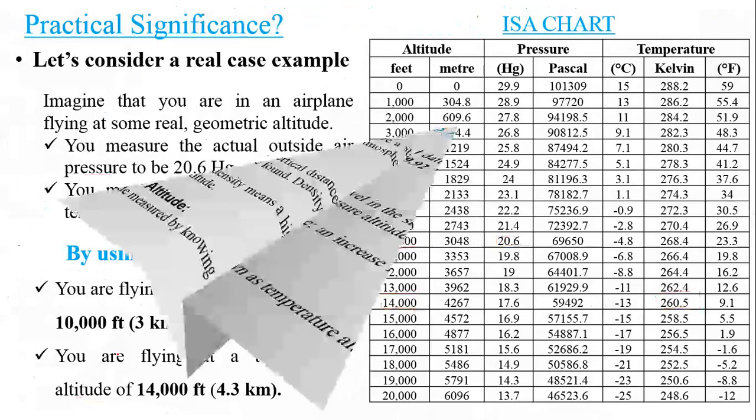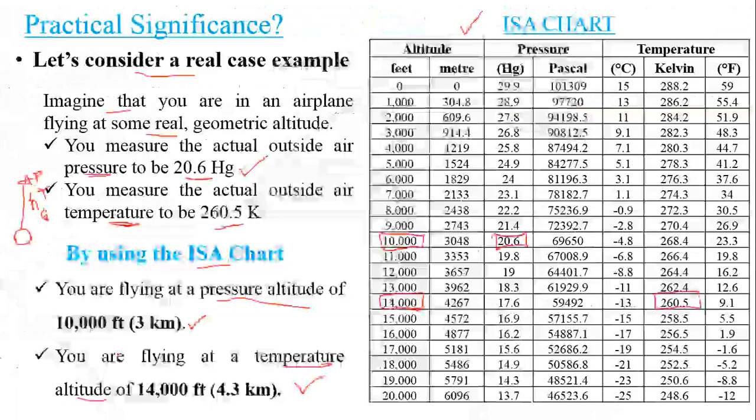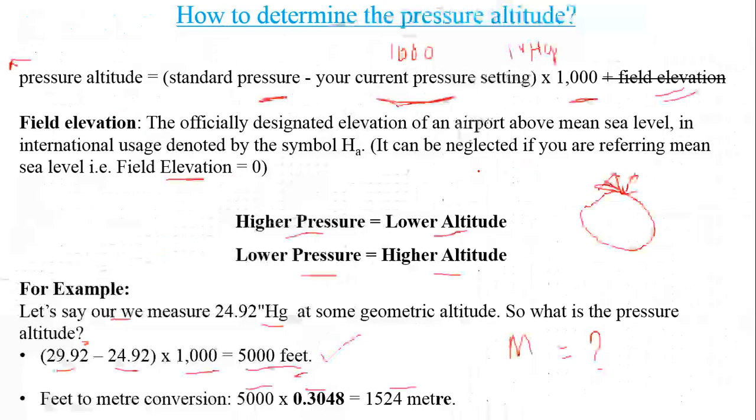So here our pressure was 24.9 inches of mercury. So here we have the 24.9 inches of mercury. If we cross check it with the parallel altitude range, it is 5000 feet or 1524 meters. It is also 1.524 kilometers.